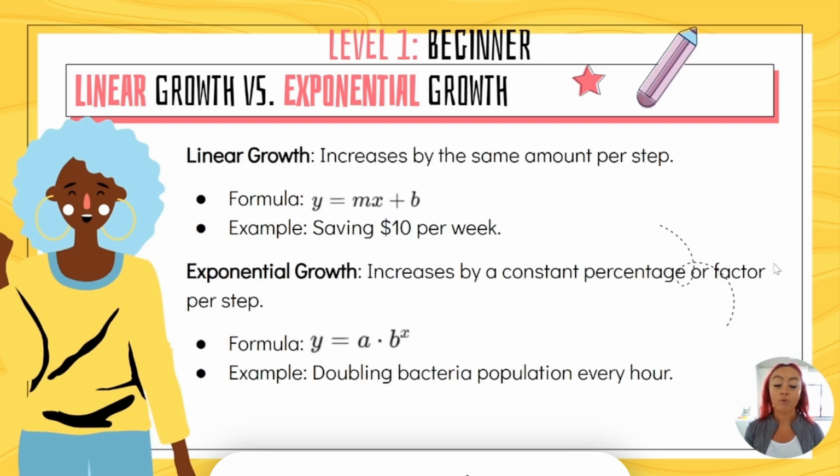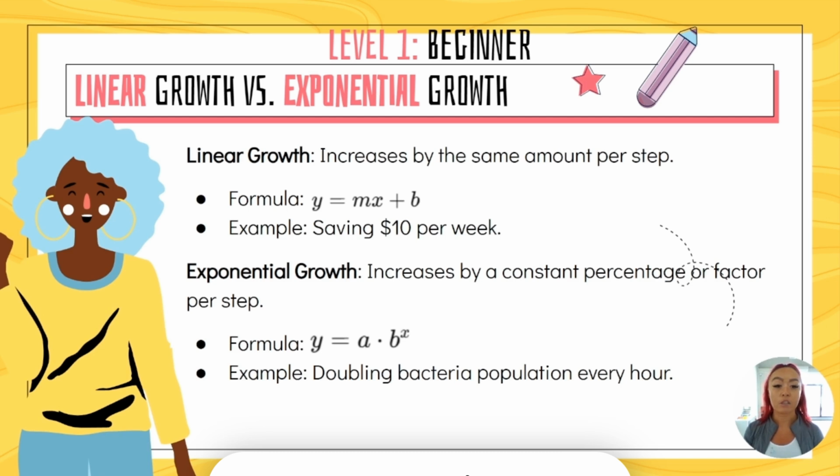So, linear growth versus exponential growth. We've learned about both linear and exponential functions, and now we're going to compare and differentiate between the two of them. Linear growth increases by the same amount per step, right? You know that as the slope. It's the average rate of change, a constant rate of change. The formula is y equals mx plus b. An example of this would be saving $10 per week.